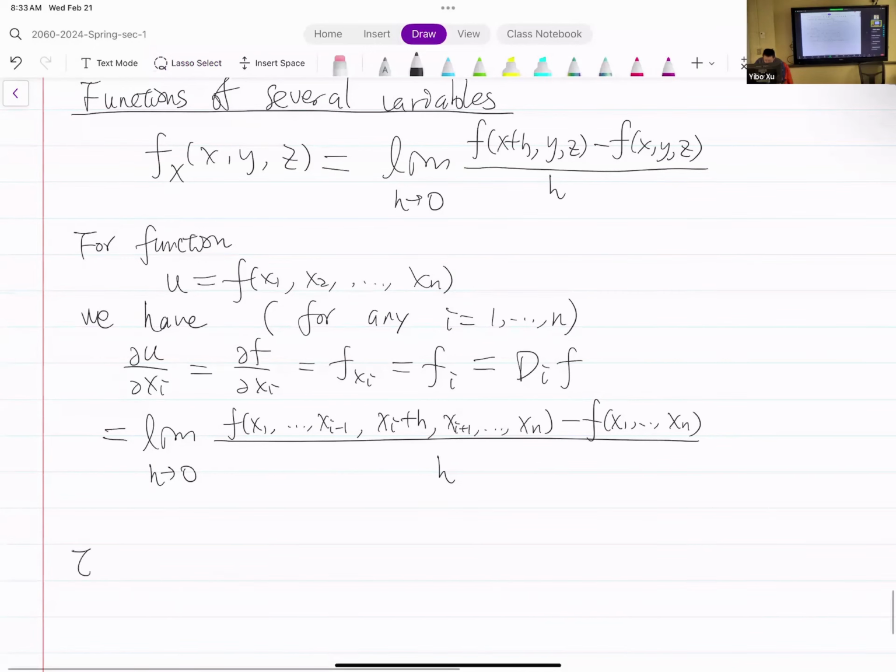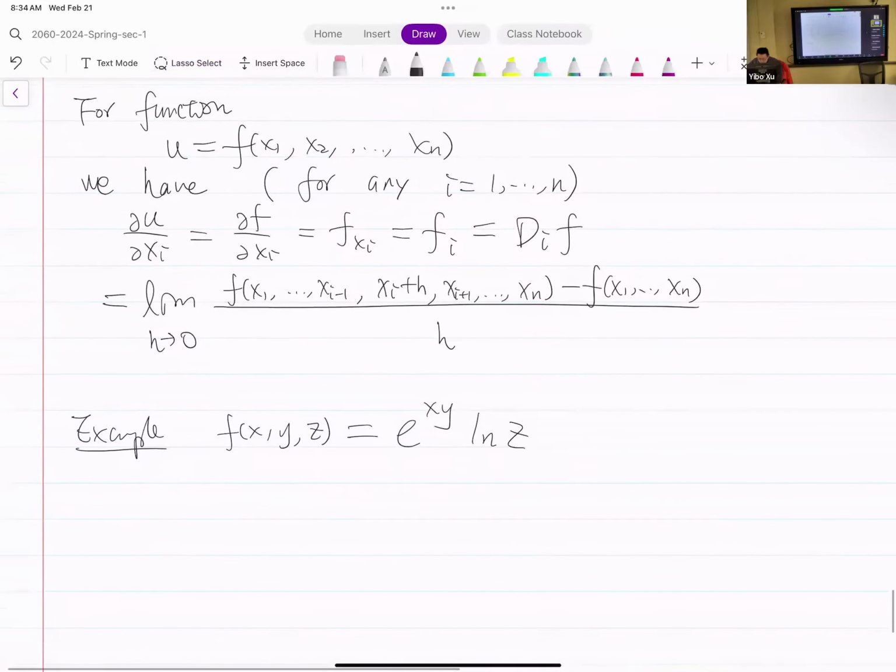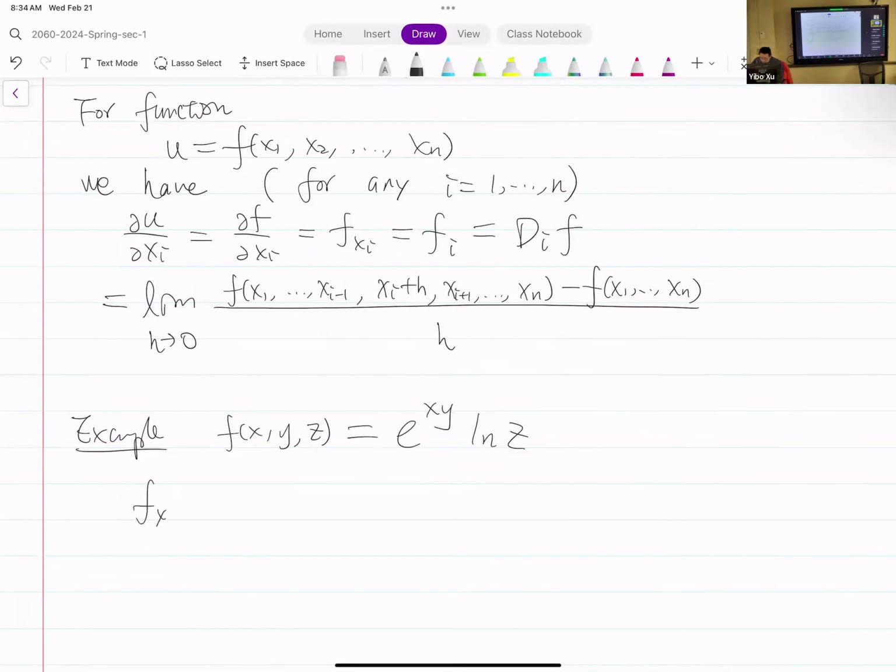Okay, example. Let's look at a function that has three variables, say e to the xy times ln of z. Now let's try doing the three partial derivatives: f sub x, f sub y, f sub z. So f sub x. When you do f sub x, you see this ln z is a constant, which is multiplied to the exponential function right here. And y is another constant in front of x, right?